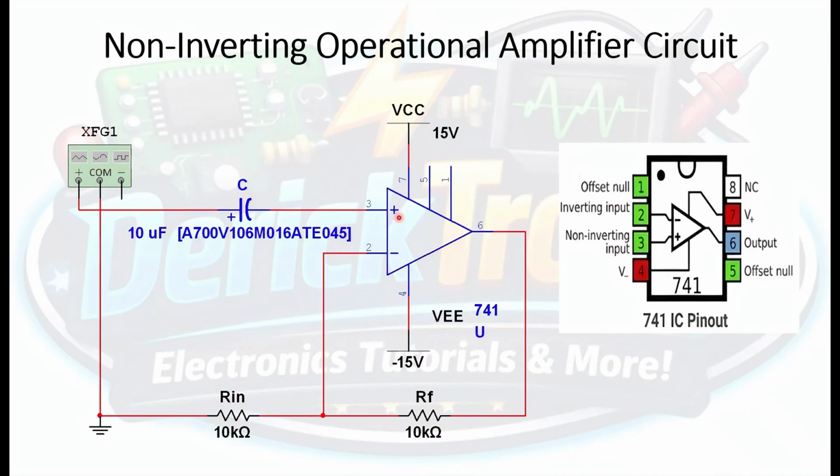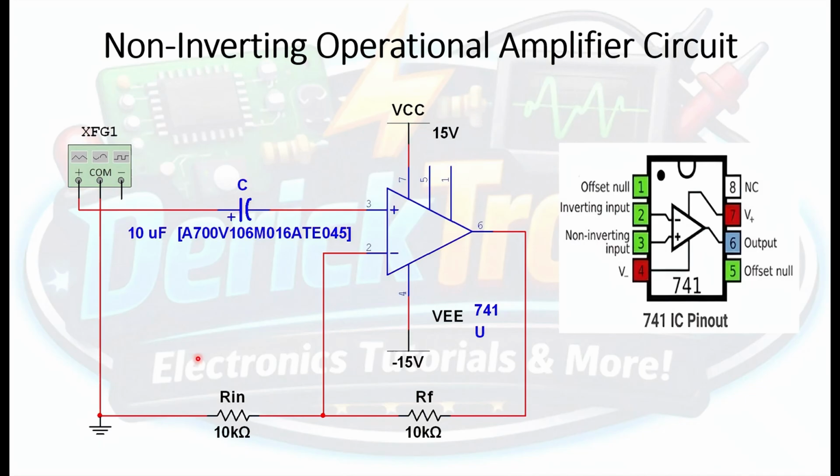Now, the non-inverting input, pin number 3, will be connected to a capacitor, the negative terminal of the capacitor. The positive terminal of that capacitor will be connected to the positive terminal of our function generator. Now, pin 4 and pin 7 of our op-amp, which serve as the negative voltage and the positive voltage supply of our op-amp, will be connected to negative 15 volts and positive 15 volts respectively.